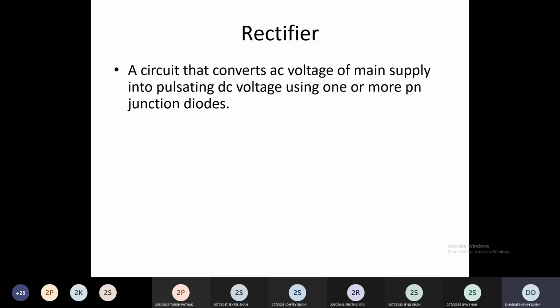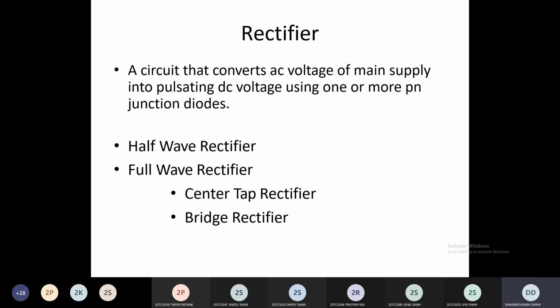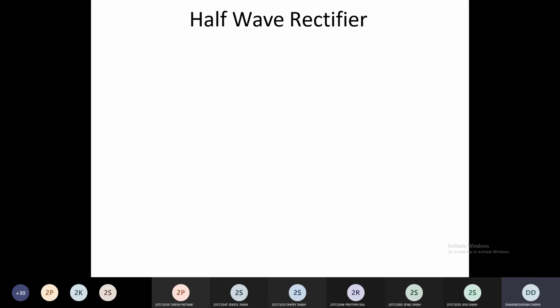Okay, so a rectifier circuit basically converts your AC supply into DC supply using one or more PN junction diodes. So there are two types of rectifier, half wave and full wave rectifier. In full wave there are two types, center tap rectifier and bridge type rectifier. So let's see the operation of the half wave rectifier.